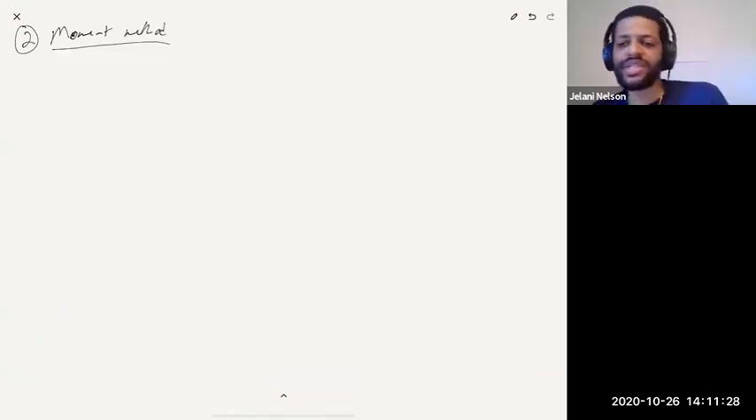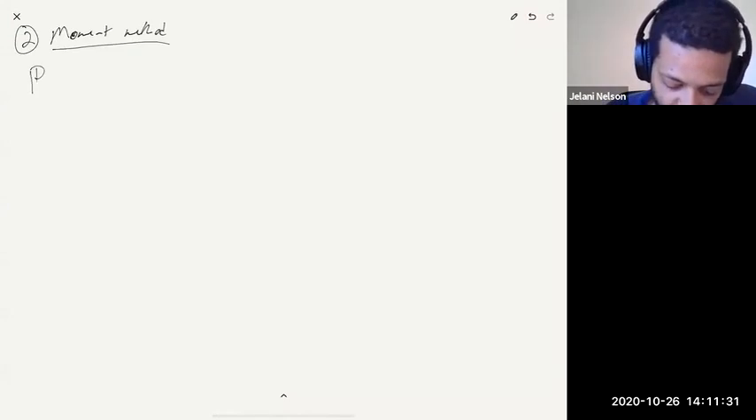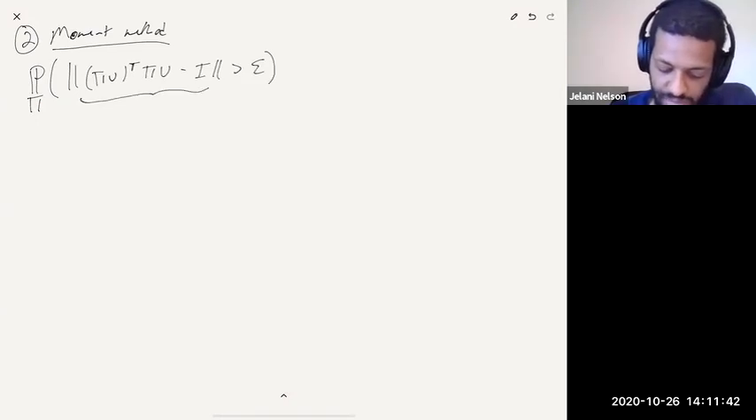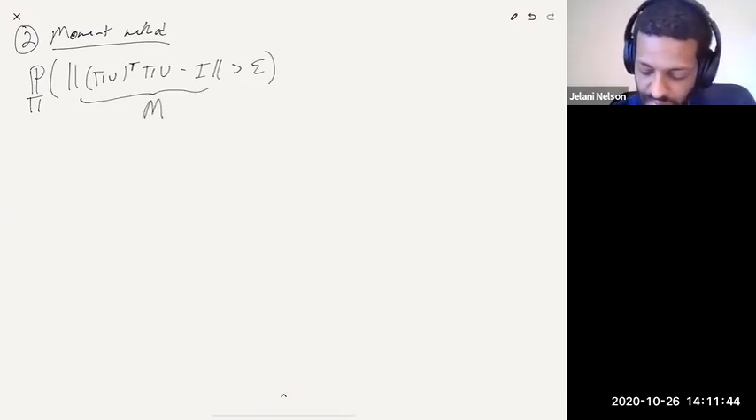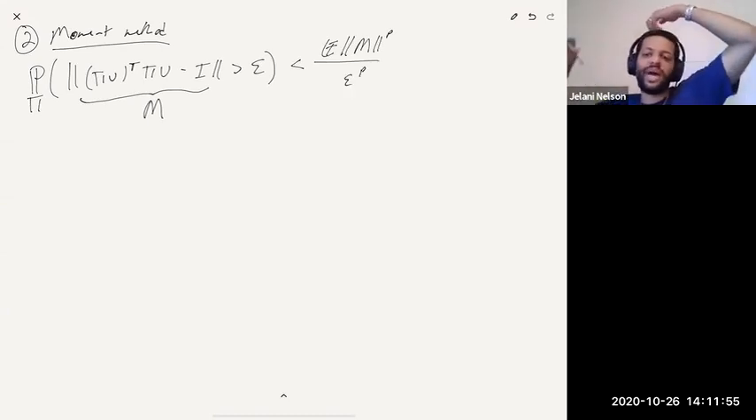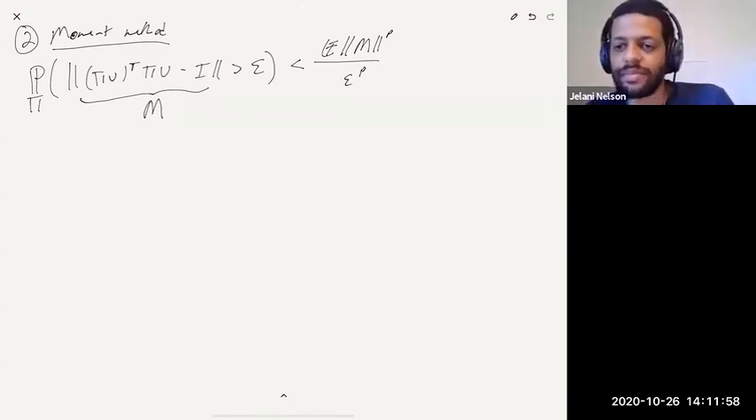Another way, method number 2, is what I'll call the moment method. What's the moment method? Well, we're looking at this. What's the probability over pi that the operator norm of U transpose pi transpose pi U minus identity is bigger than epsilon? Let me call this matrix M. We know that by Markov, this is less than the expectation of the operator norm of M to the P over epsilon to the P. I raised both sides of the inequality to the Pth power, then I did Markov.